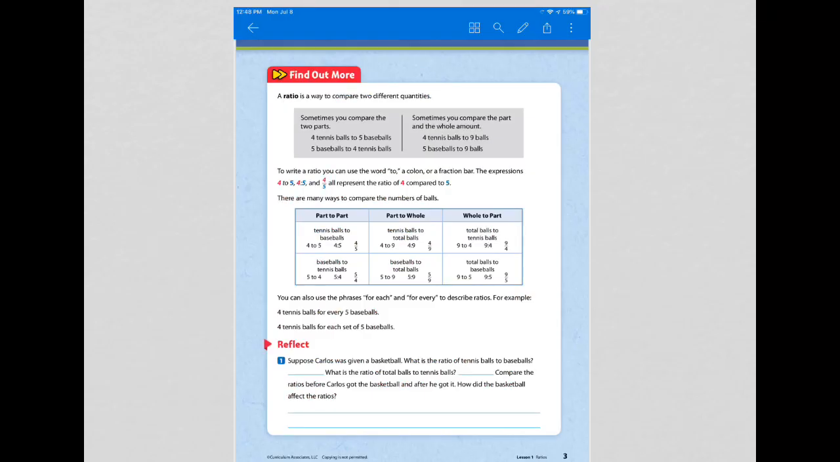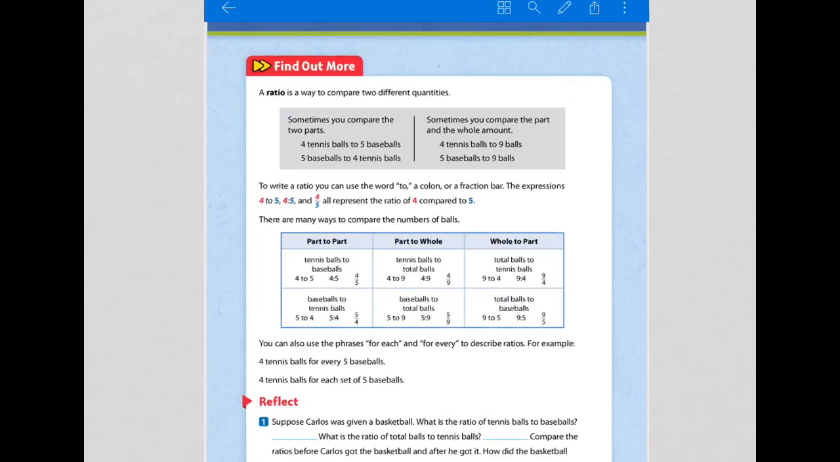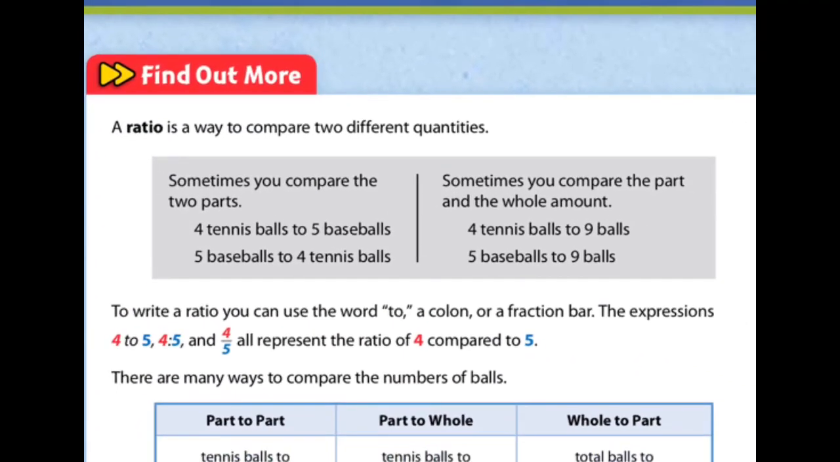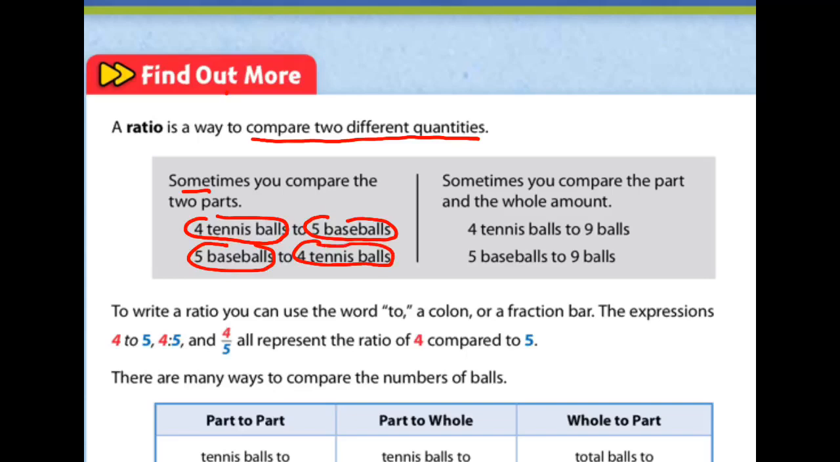On page 3, we're going to read a little bit here, and we're going to talk a lot more about it. This is to tell you more about what ratios are. So first, let's look here. It says, a ratio is a way to compare two different quantities. In the first part, it says sometimes you compare the two parts. So you can have a ratio comparing the 4 tennis balls to the 5 baseballs, or the reverse, the 5 baseballs to the 4 tennis balls.